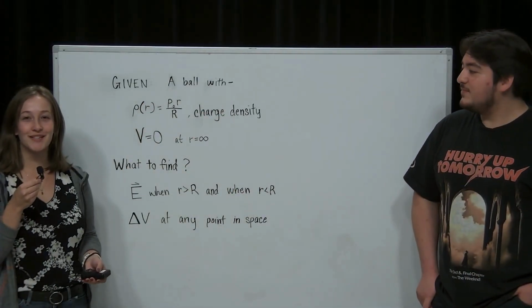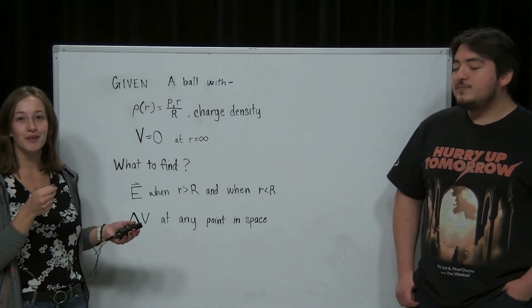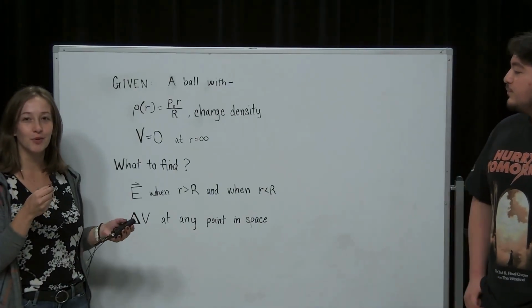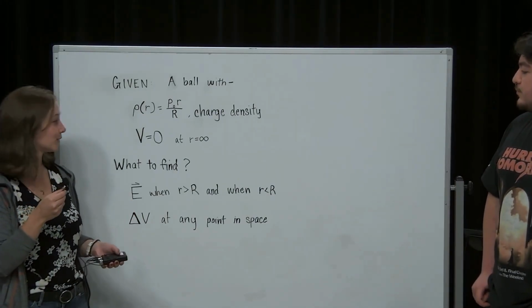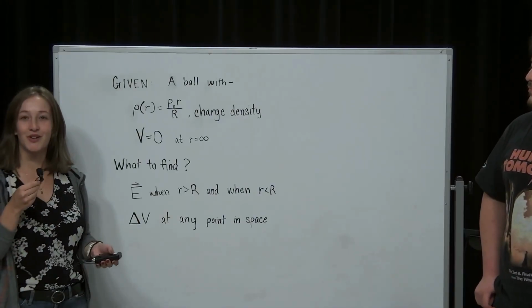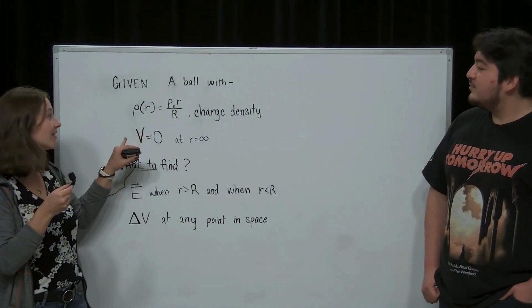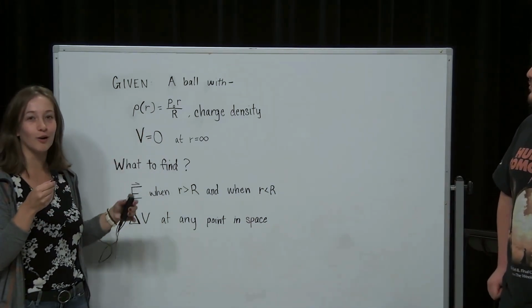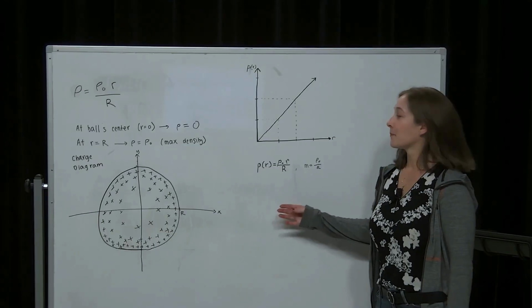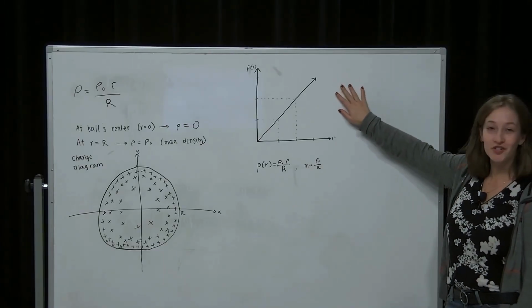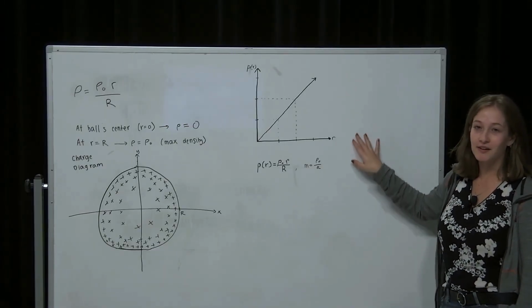And we chose to do the experiment with the ball, where we have to find the electric potential and the electric field both inside and outside of the ball, with the given charge density of rho sub 0 times r over the greater R. And here is our graph for the charge density of the equation of the ball.